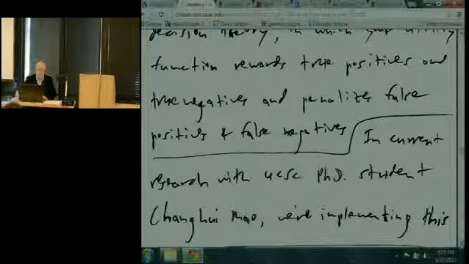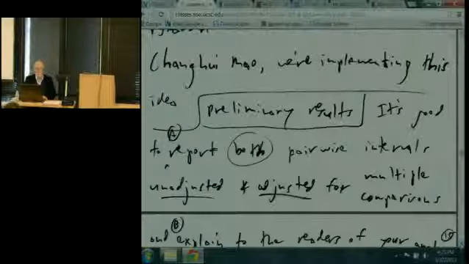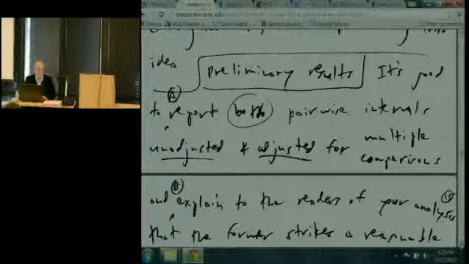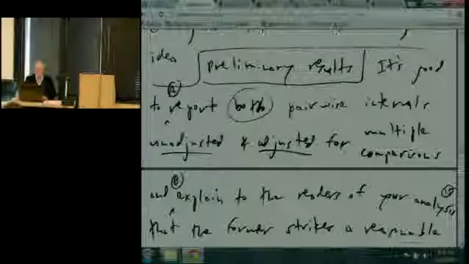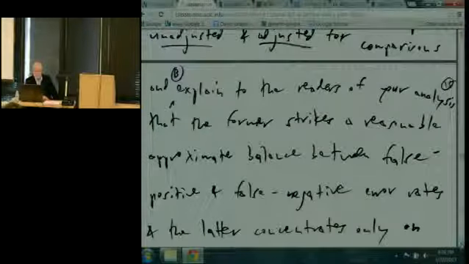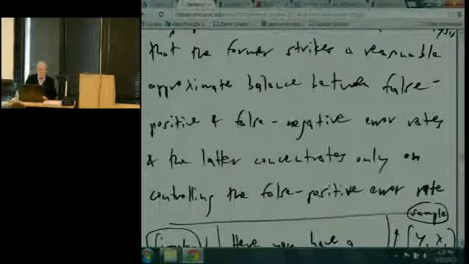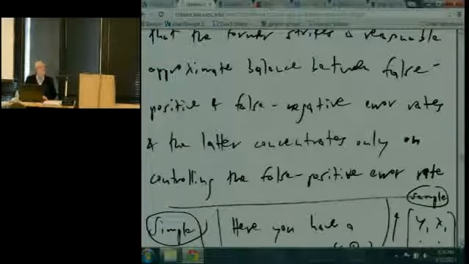But I think what we should do is report both that and the unadjusted answer, which is approximately the right answer if we balance false positives against false negatives. So in my opinion, we should report both pairwise intervals unadjusted and adjusted for multiple comparisons, and then explain to the readers of our analyses that the former, the unadjusted story, strikes a reasonable approximate balance between false positive and false negative error rates, and the latter concentrates only on controlling the false positives. So that's my story on multiple comparisons.